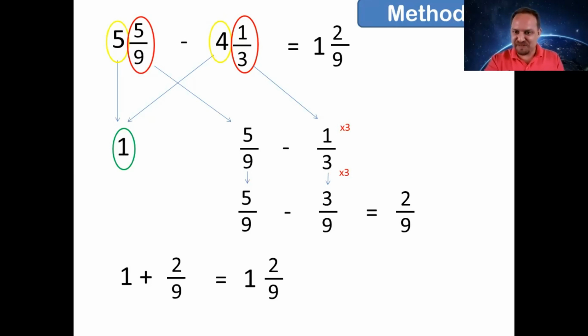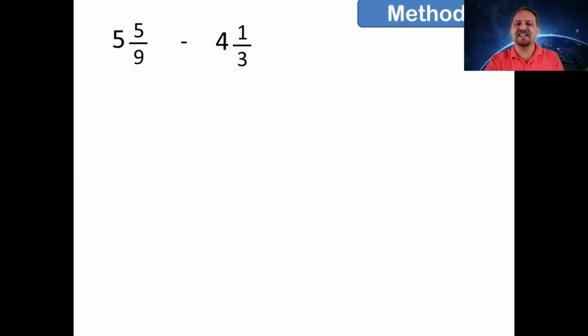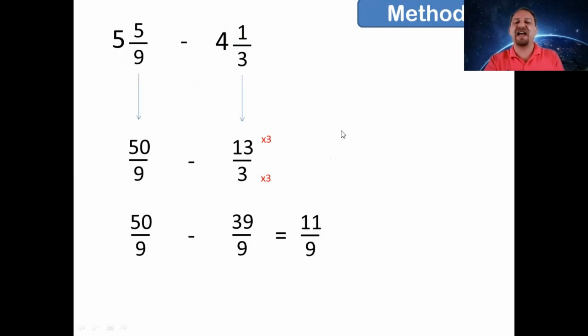Let's use the same numbers for method 2. And again, I think when you subtract, you should use method 2. It's for sure. So let's turn both of these mixed numbers into improper fractions. 5 times 9 plus 5 gives us 50. 4 times 3 plus 1 gives us 13. We must change the denominator 3 into 9. So now we have 50 over 9 minus 39 over 9 equals 11 over 9. Simplify, we get 1 and 2 over 9.